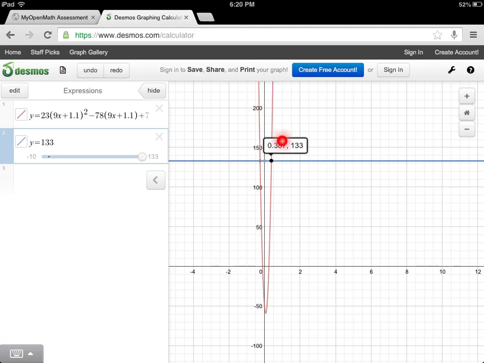So this is what I got for an answer. It's at 0.837 hours, and that's what my open math accepted and said I was right. So that's the process, and I hope that helps you complete this problem.